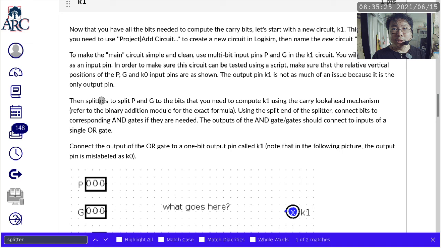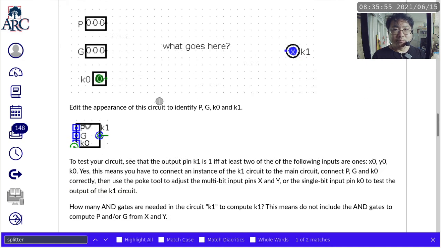But I also wrote here, that grammar is incorrect, "Then use splitters to split P and G to the bits that you need to compute K1." I think that is making a pretty clear connection of what you need to use. Based on what splitters are for, and based on the lab from last Thursday, I'm expecting people to make that connection to get this done.